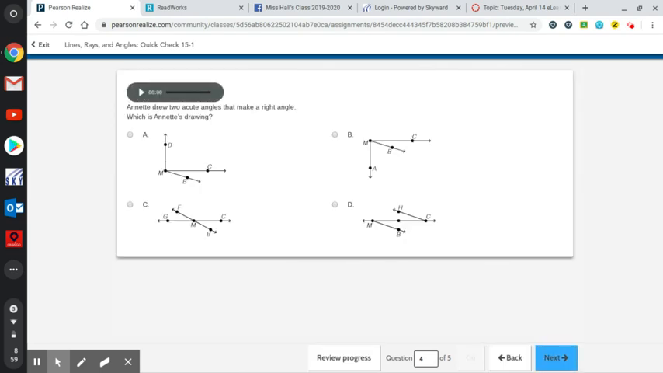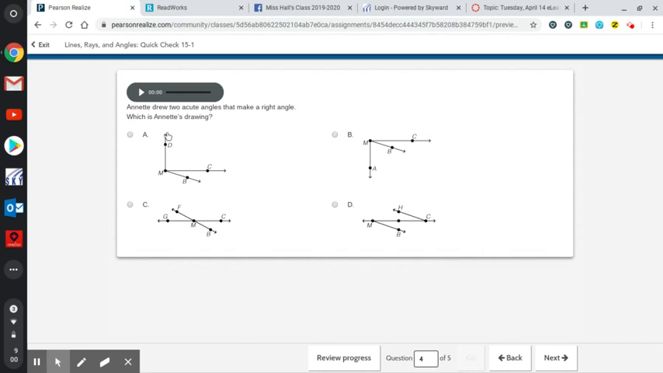So number 4 says, Annette drew 2 acute angles. Remember, acute is too small, and that makes a right angle. Which is Annette's drawing? So you should see only 2 of these make a right angle, right? C does not make a right angle and D does not make a right angle. So you're looking at A or B. Which of them is 2 acute angles put together to make a 90-degree angle, right?